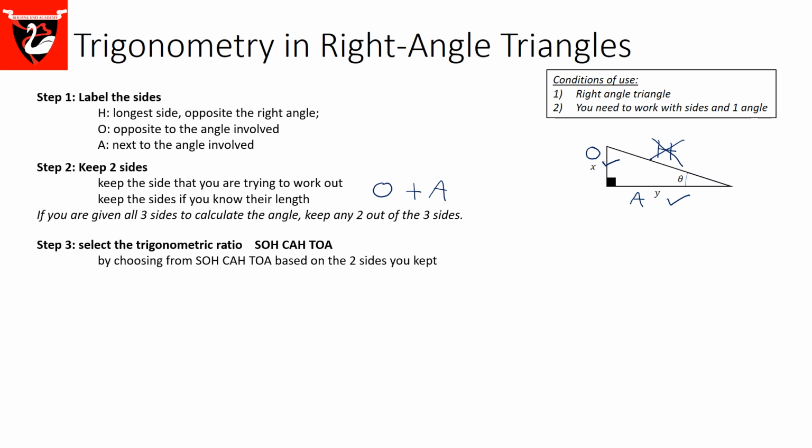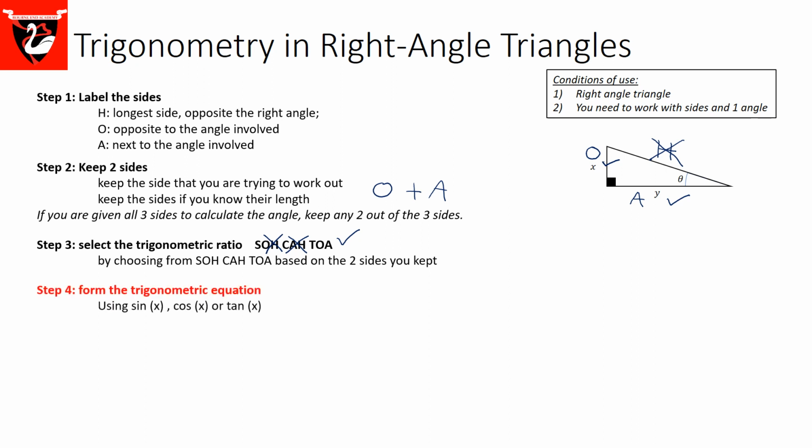Step 3, as you have identified the 2 sides you're working with, which in these examples are O and A, you can now decide which of the 3 trigonometric ratios you're going to be working with. Are you going to be working with SOH, CAH or TOA? Well, because you have eliminated the H, you can cross out already the ratios that involve H. So the one that is left is TOA. So the trigonometric ratio that you're going to need to work with is going to be TOA.